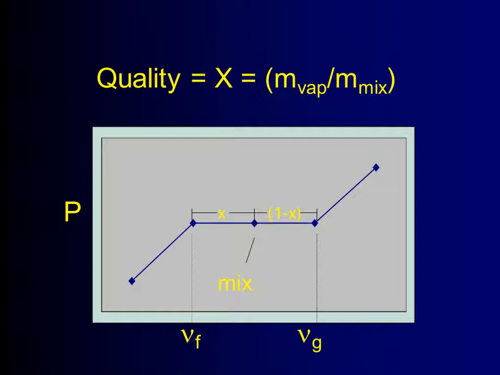And on this little diagram I've indicated as a fraction how far between the saturated liquid value, vf, and the saturated vapor value, you are on a mass basis. So x would be the fraction of vapor. 1 minus x would be the fraction of liquid.